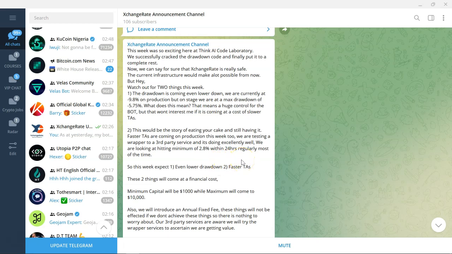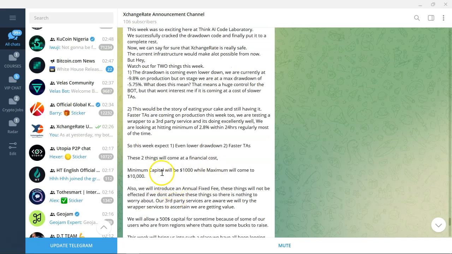TAs means target achieved. When you hit a profit target, that is target achieved. So these two things will come at a financial cost, right? The minimum capital will be 1,000, while the maximum will be 10,000. It means that as we go on, based on the new strategy, users will not be able to start with any balance that is less than 1,000, because that's going to be the new minimum very soon.